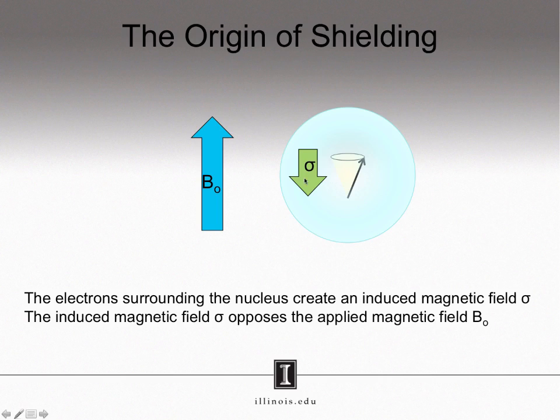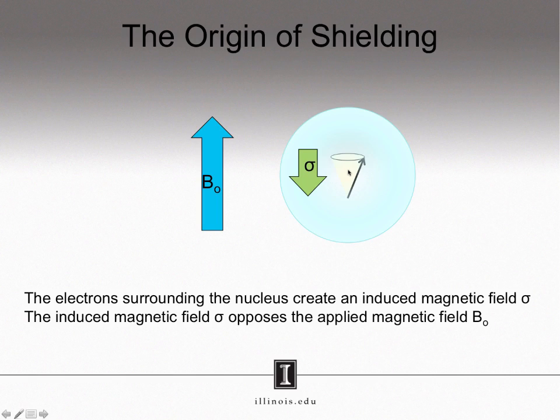Because the magnetic field applied by the electrons is in the opposite direction of the applied magnetic field, it cancels out some of the applied magnetic field. It makes the applied magnetic field weaker. This means that the nuclei feels less of the magnetic field. It is shielded from the applied magnetic field. Therefore, it appears upfield in an NMR spectrum.